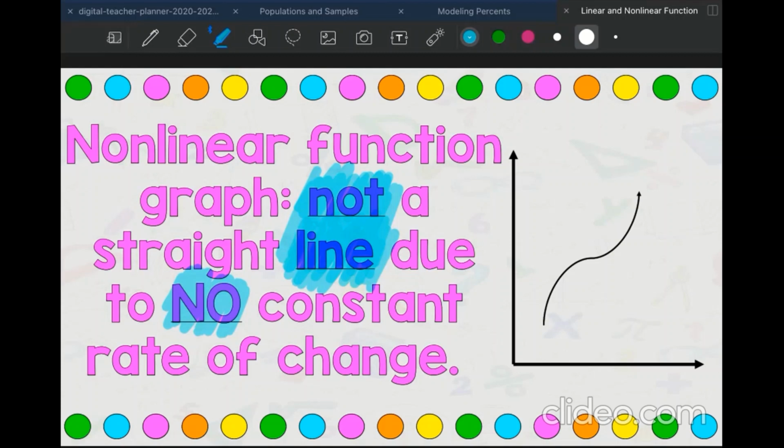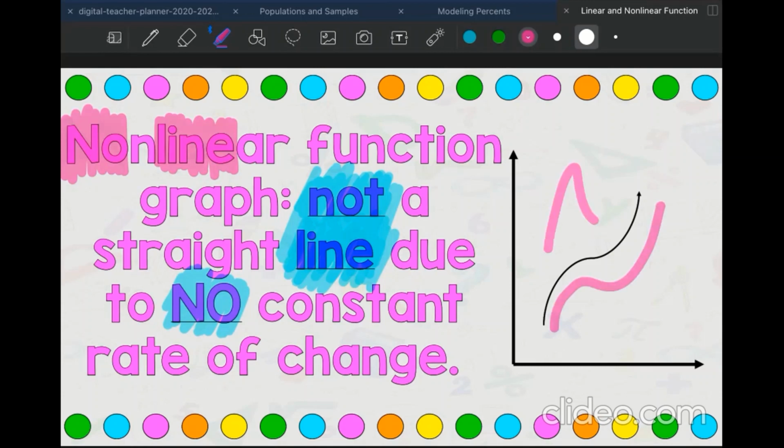So, I mean, think about it. What word do you see in linear or nonlinear? Okay, so we see no, but look at just linear. Look at that. Line. So, if it's linear, it has a straight line. Like Tyler said, no line means there's not a line there. It's a curvy, wavy, all over the place line.